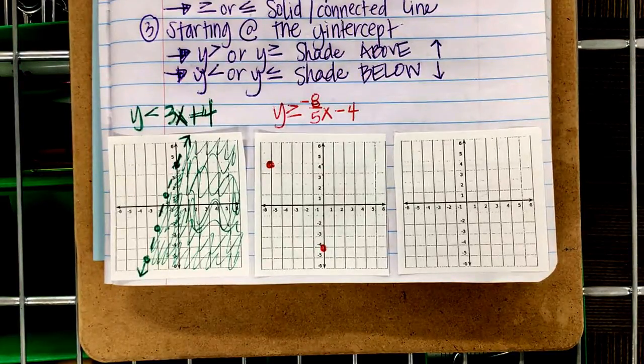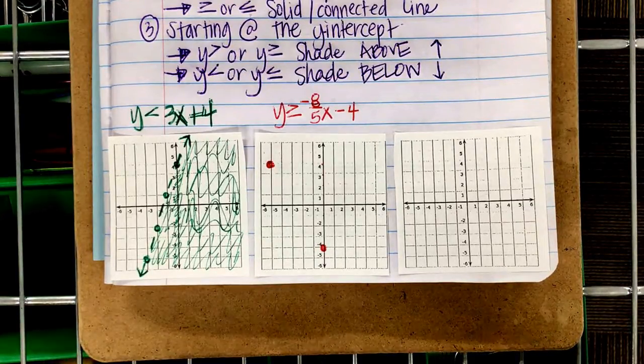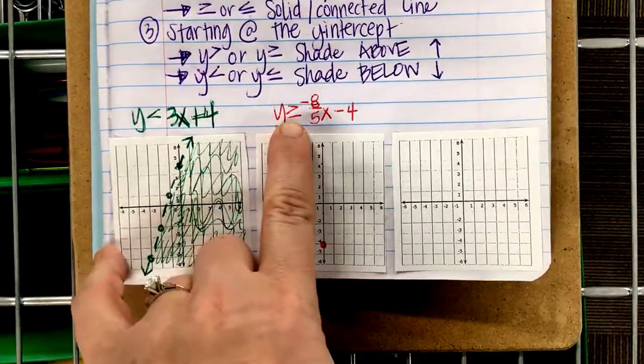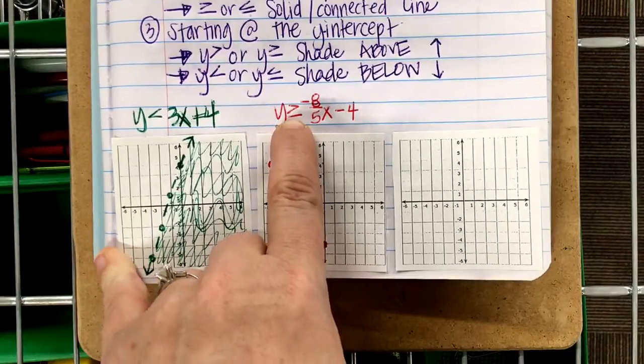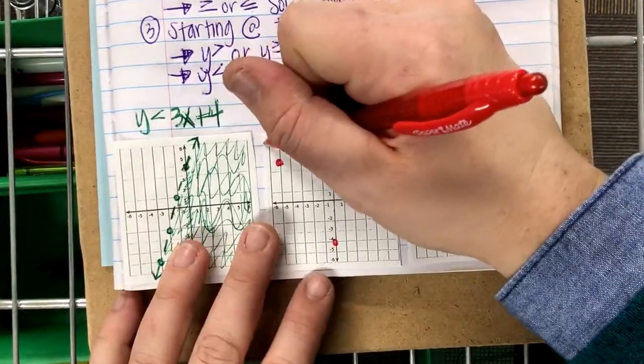Now I need to decide, is this connected or is this dotted? Why is it connected? Because there's a line underneath it. It's equal to. So the answer could be equal to this line. So I'm going to connect the dots.